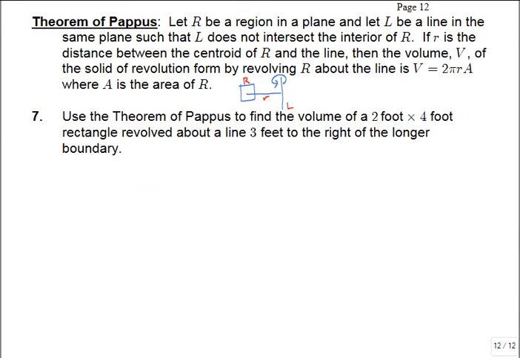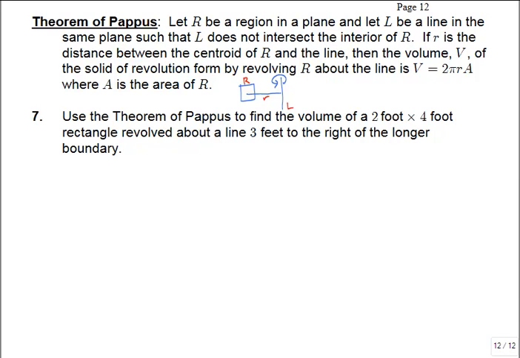Okay, the last thing that we're going to talk about is just a simple theorem called the theorem of Pappus. What it says is if you have a region R in a plane and L is a line in the same plane such that this line does not intersect the interior of our region R, then if little r is the distance between the centroid of our region and the line, then the volume of the solid of revolution formed by revolving R about this line is given by the formula 2 pi r times A, where A is the area of your region.